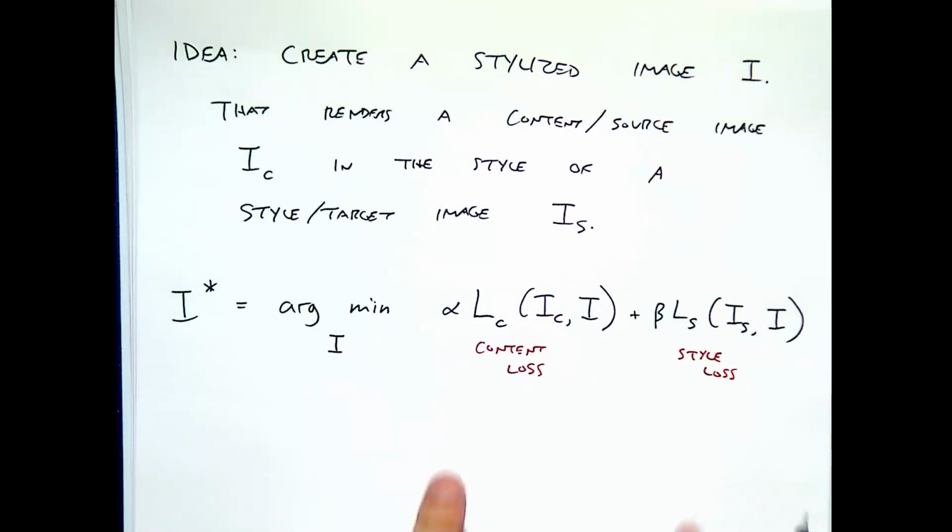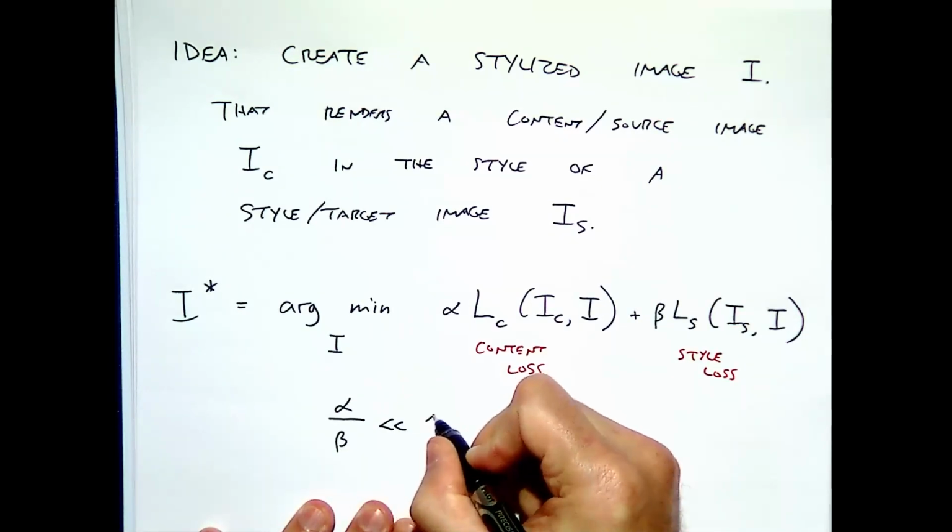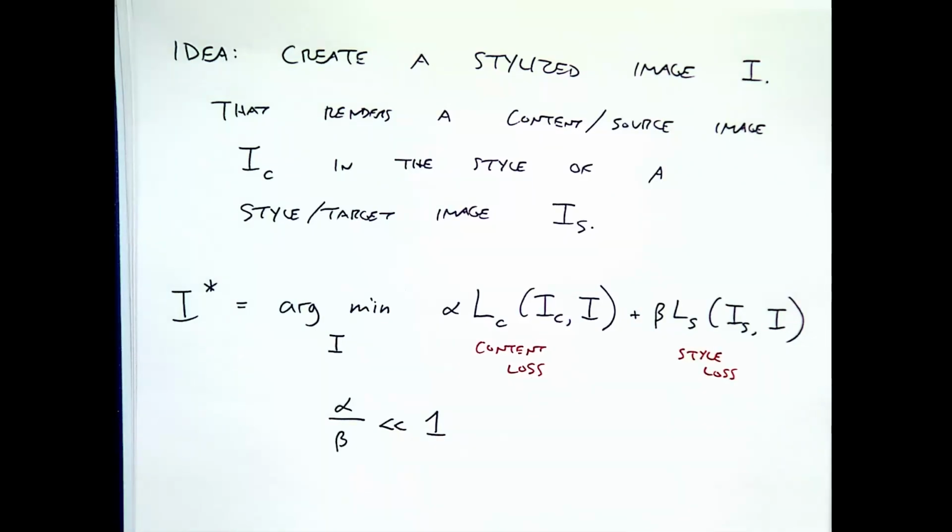And typically, these alpha and beta are tuning parameters that weight how serious I am about which of these things is more important. And typically, alpha over beta is much less than 1, right? Meaning that alpha is much smaller than beta. So I'm really prioritizing the style loss over the content loss, okay? And of course, I can tune these things, that I'll show you in a second, to affect how conformal the resulting image is to the original picture, okay?